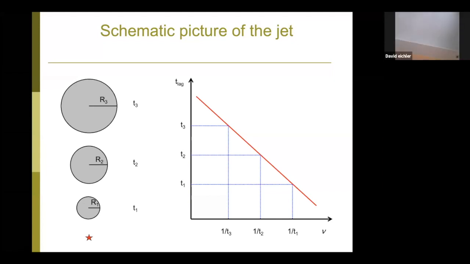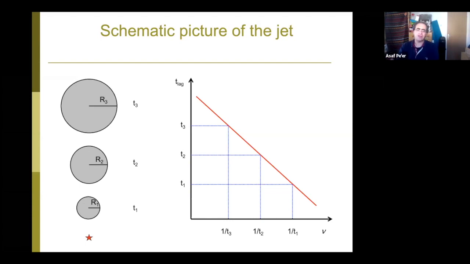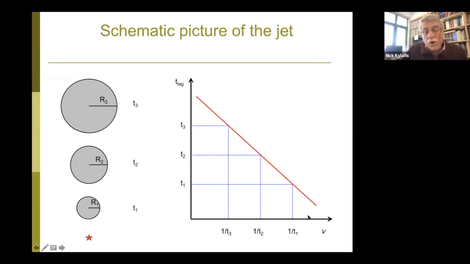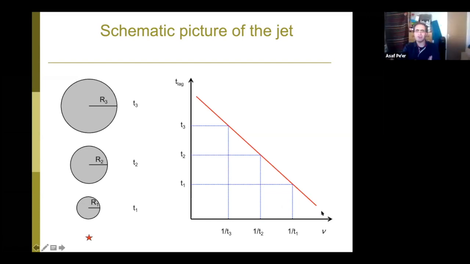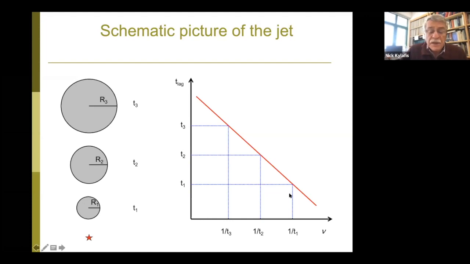I don't know. This depends on the structure of the jet that you're assuming. Of course, it strongly depends. Possibly that's what you get when you're assuming a parabolic jet. Yes, that is okay. So, if we do not assume a parabolic jet, we cannot explain this with comptonization.